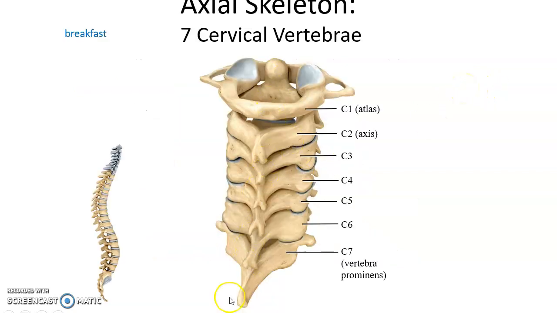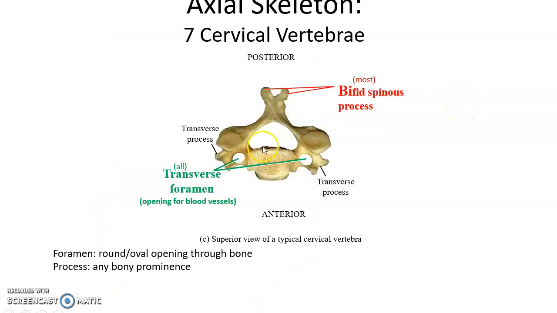All right, here are the 7 cervical vertebrae, C1 through C7. Cervical vertebrae all have these extra 2 openings found within their transverse processes called transverse foramen. So there's a right and left transverse foramen in the right and left transverse process. All cervical vertebrae have those.